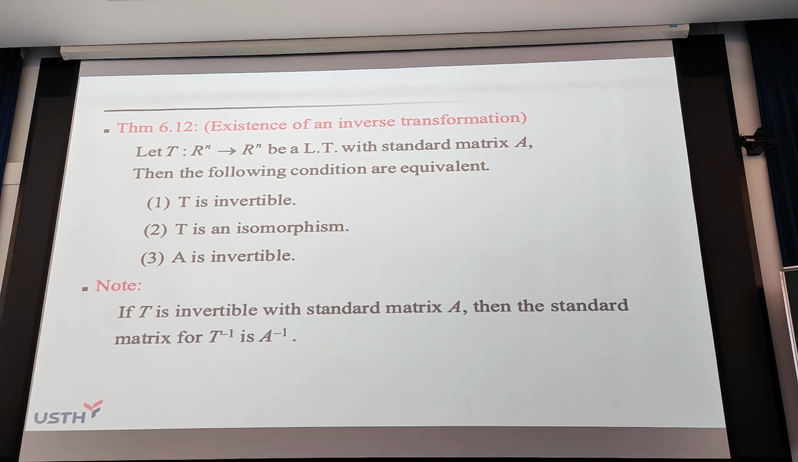And one remark: we can see that if T is invertible with standard matrix A, then the inverse T minus 1 will have standard matrix A inverse. Then the standard matrix of T inverse will be A inverse. So the inverse of a linear transformation will give you the inverse of a matrix. Right.